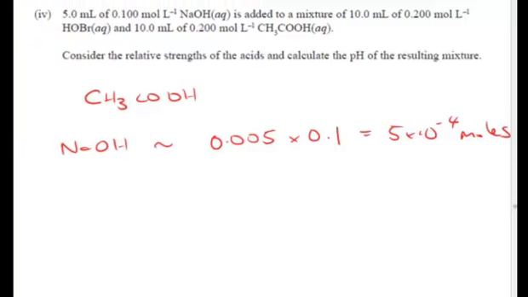Now in this question we're being told we've got 5 mils of 0.1 mole of sodium hydroxide. I'm going to react it with a mixture of HOBr and ethanoic acid. So we've got two acids present which will have different pKa values, and this can seem a little complex, but in a way you can treat it like a diprotic acid, which you'll have two equivalence points, and you'll get the stronger acid reacting first, and so we can base it on that.